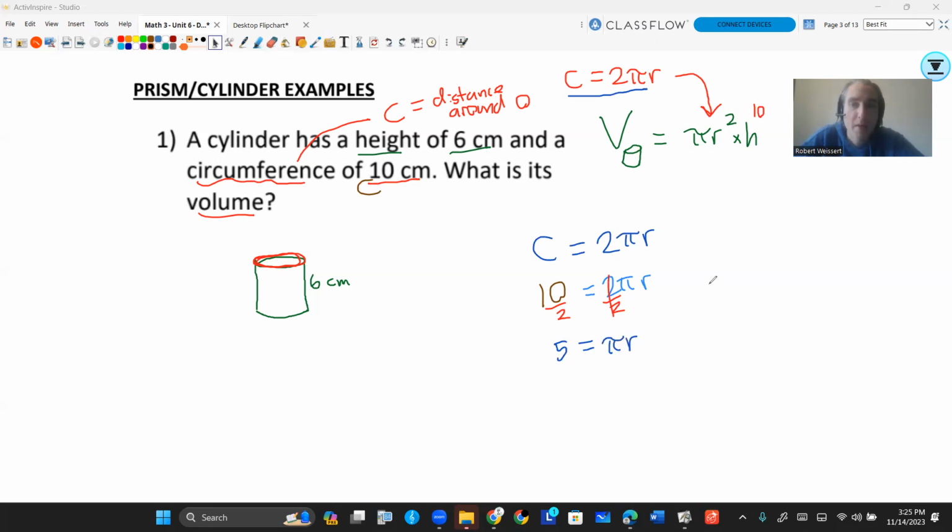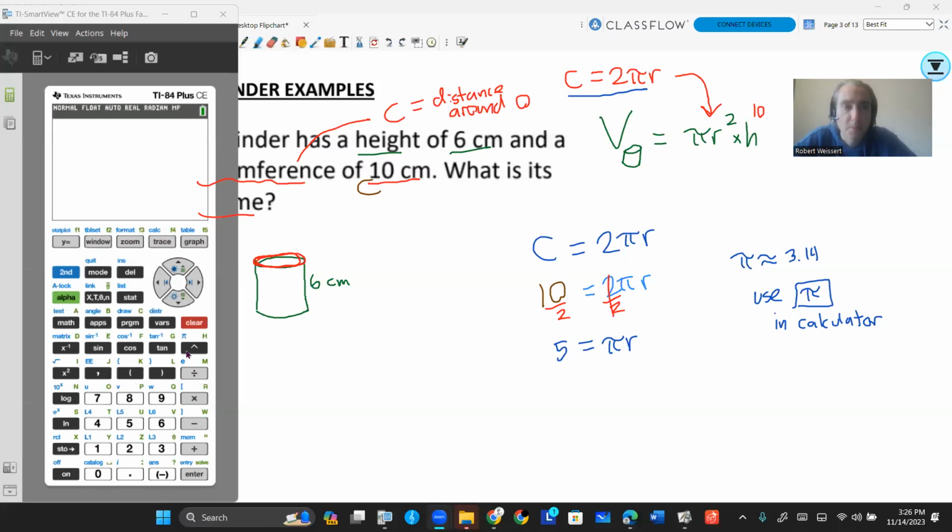And remember that pi is a number. Pi is approximately equal to 3.14. Now, I tend to use the pi button in the calculator. It's more accurate. I'll show you how to do it. First I'll do it on the handheld graphic calculators, and I'll show you on Desmos.